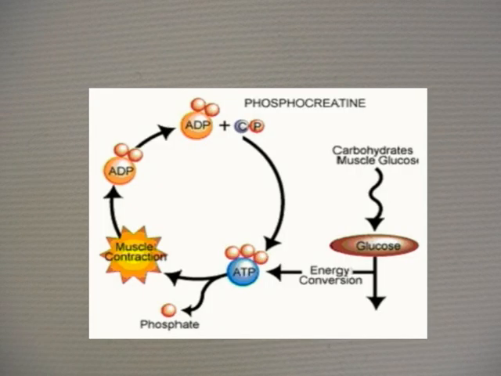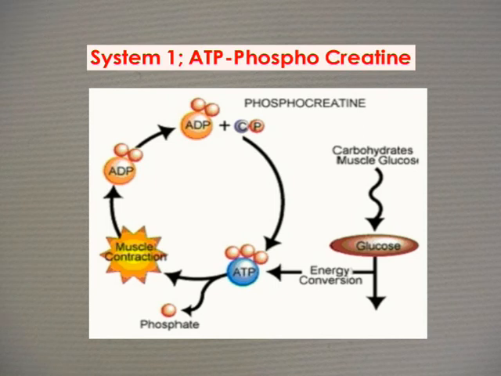The first is the ATP phosphocreatine system. This system has only the capacity to generate energy for 15 to 30 seconds, but is able to replenish itself within 2 minutes for repeat efforts. This process is anaerobic, which means that it occurs without oxygen.